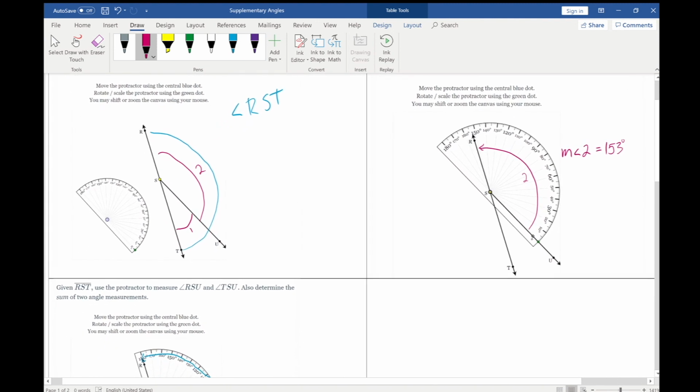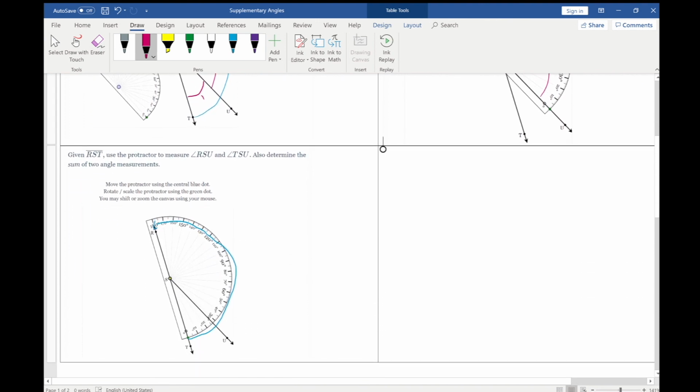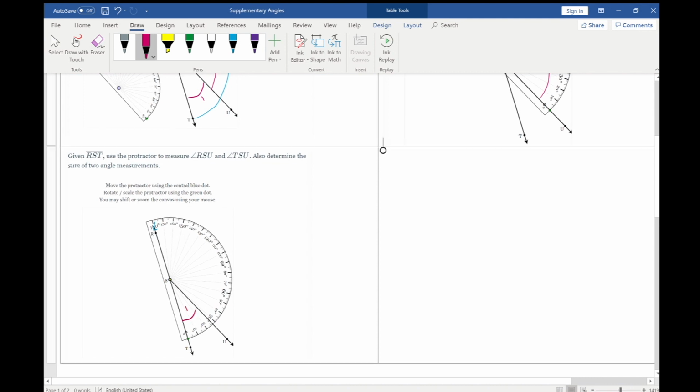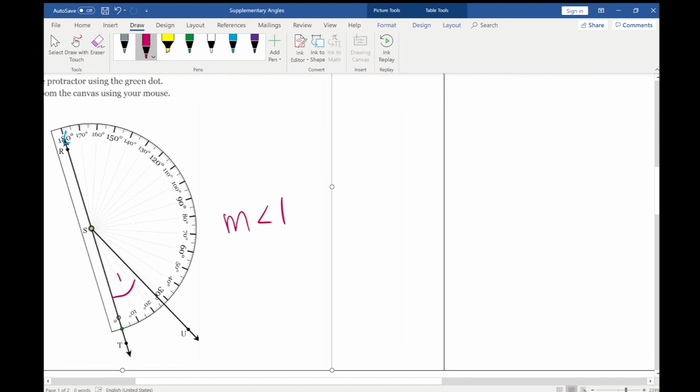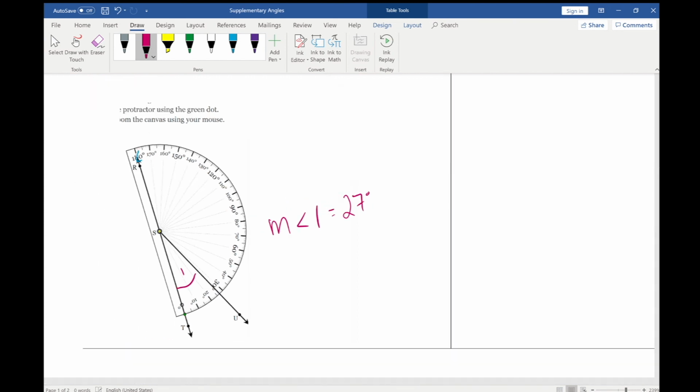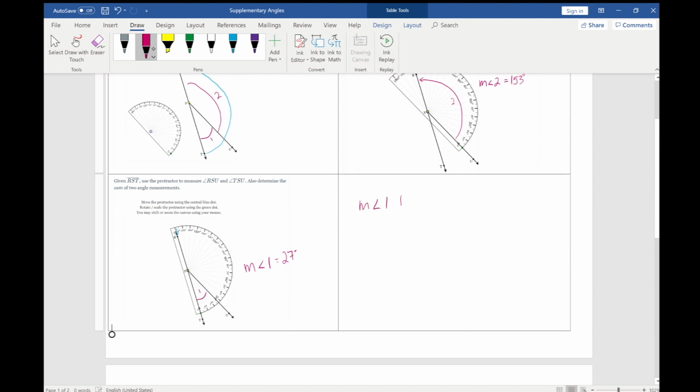We need to add angle 1 to angle 2 to get the measure of the larger one. So right here, I put it so we can find the smaller one. This is my measure of angle 1, which is approximately 27 degrees. Now let's add them together. Measure of angle 1 plus measure of angle 2 is equal to what? That's 27 plus 153, and that's equal to 180 degrees.